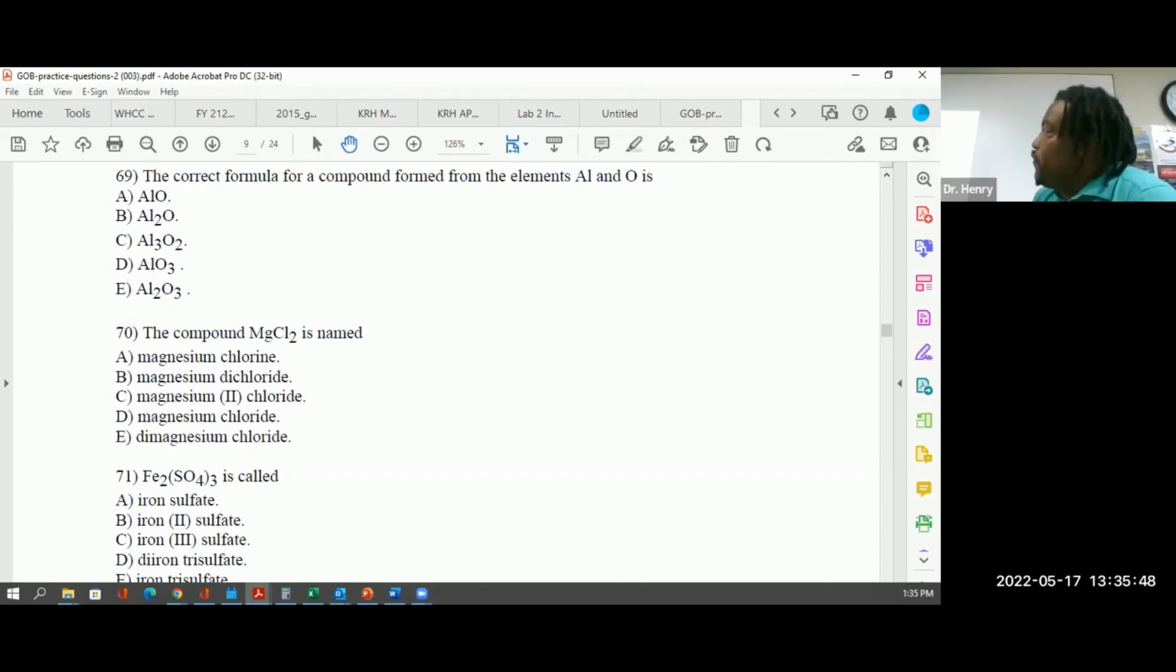Okay, the correct formula for a compound formed from the elements aluminum and oxygen is: AlO, Al2O, Al3O2, AlO3, Al2O3.